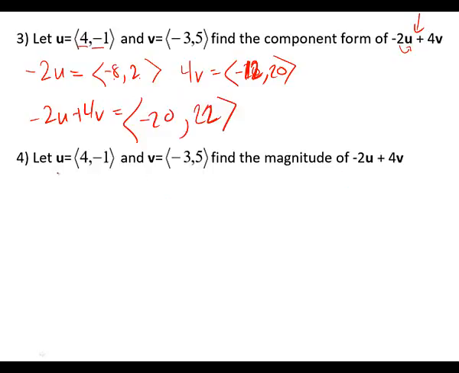And then to do the magnitude, I take the square root of each one of those components squared. So -20 squared plus 22 squared, and then I don't know what that comes out to be. I don't remember what they told me last period.